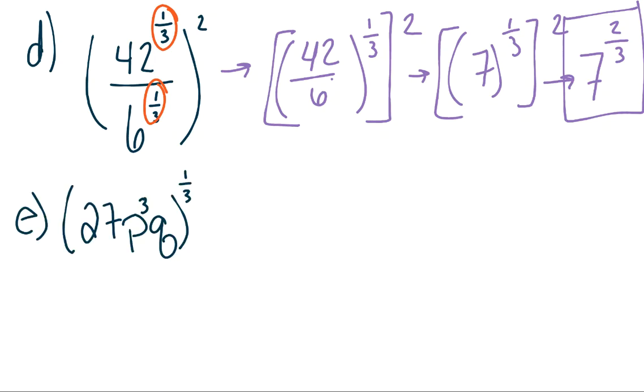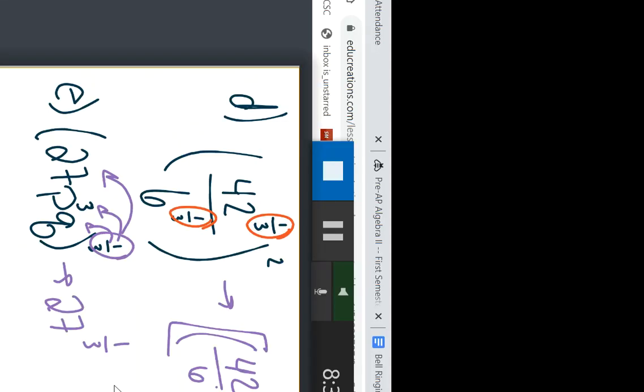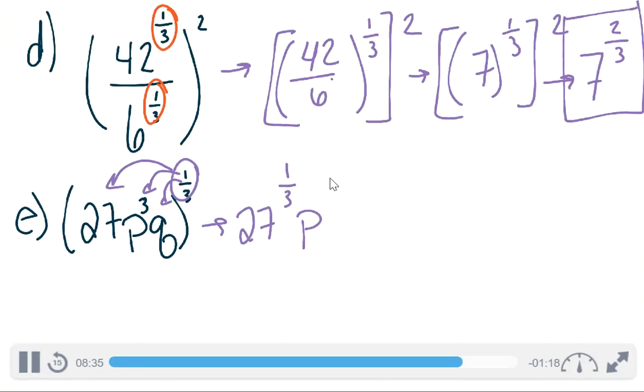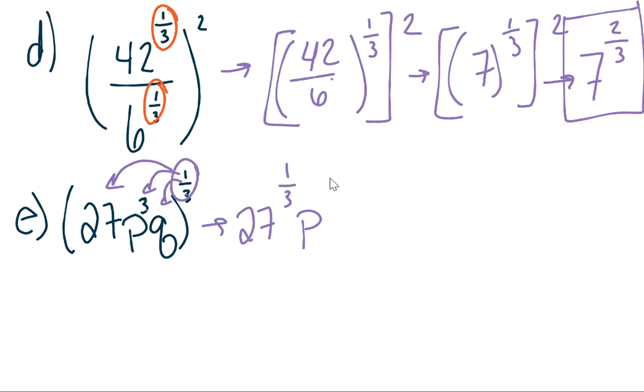All right, so checking out example E, we've got 27p to the 3rd q, all to the 1/3 power. So we don't have any same bases or same exponents within the parentheses, but we do have this 1/3 out here, so we can go ahead and distribute that. Now, this is not 27 times 1/3. This is going to be 27 to the 1/3 power. And then I'm going to multiply my exponents here. 3 times 1/3 is going to give me p to the 1st. We can write 3 over 3 for a second just so you see what's happening. And then I'm going to have q to the 1/3 power.